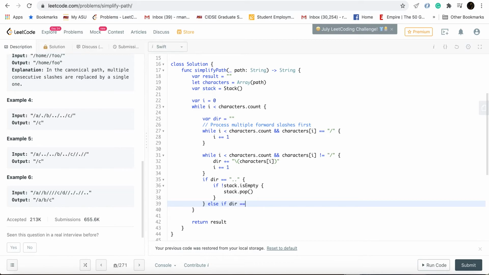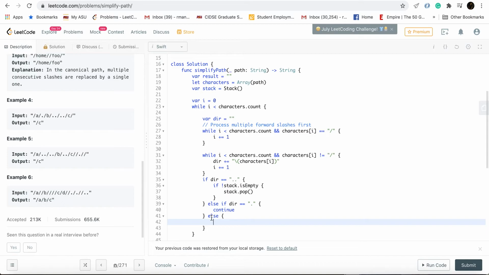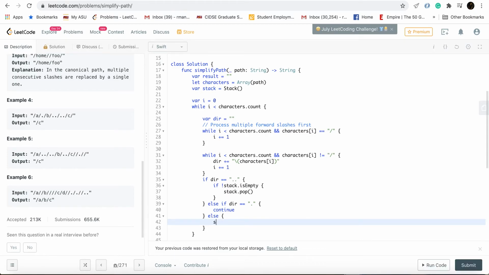Yeah. And then let's process the single period, which basically means ignore. We don't have to touch the stack at all. So we continue, meaning it will just start looping again, like go back to the start of the loop. Else, this basically means we do have a valid directory name. And if we have a valid directory name, just push that to the stack. So we push that to the stack. Cool.